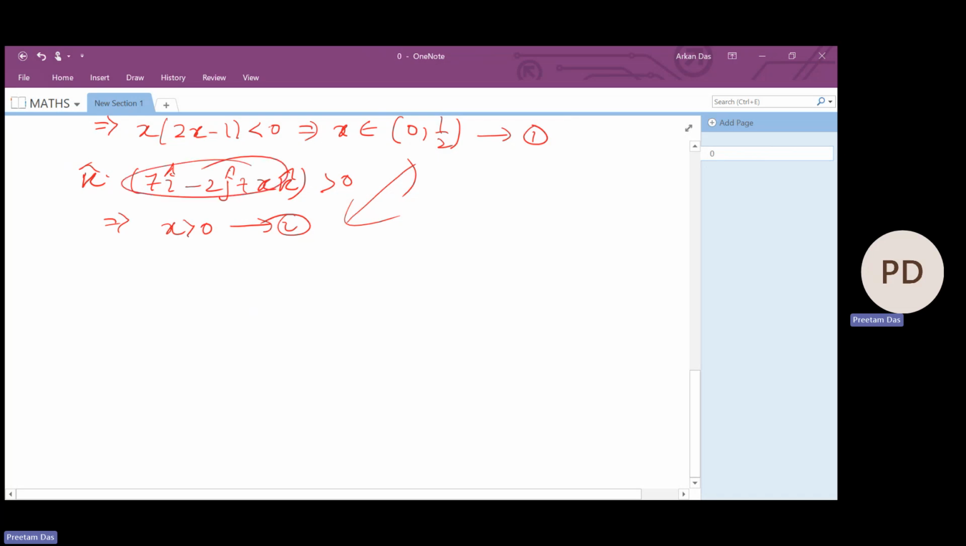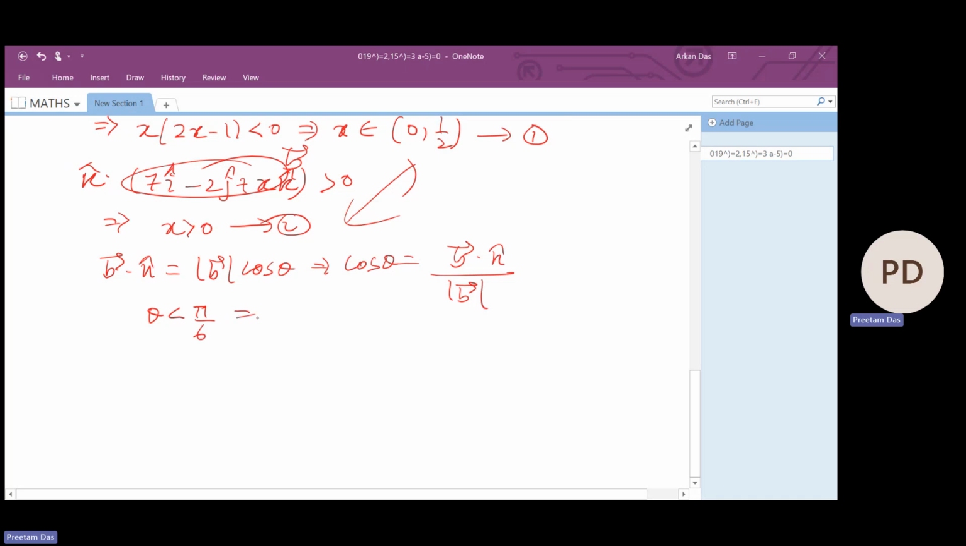Suppose this vector is b. Let's say. So according to this question, b dot k is what? Mod b cos theta. We know this. So what will be cos theta? Cos theta will be b dot k by mod b. Correct? Now they have told you that this angle theta is less than pi by 6. So that means cos theta will be greater than cos pi by 6. Cos is decreasing.